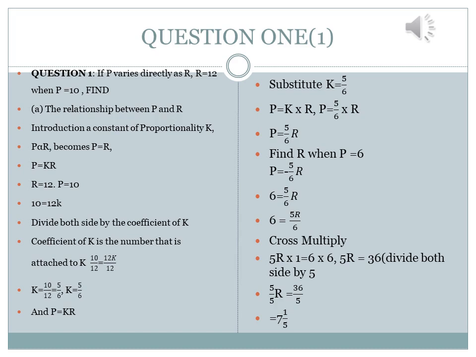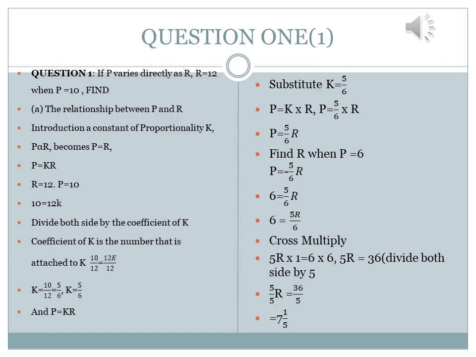Then in order to find R when P is equal to 6, P is equal to 5 over 6R. So anywhere we see P, we'll put 6. So 6 will be equal to 5 over 6R, which means 6 will be equal to 5R over 6. Then by cross multiplication, 5R multiplied by 1 will be equal to 6 multiplied by 6. So 5R will be equal to 36.